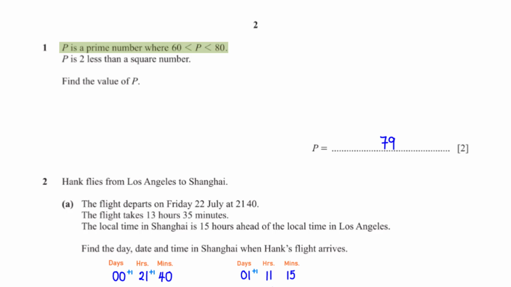P is a prime number where P is greater than 60 and less than 80. P is 2 less than a square number. Find the value of P.